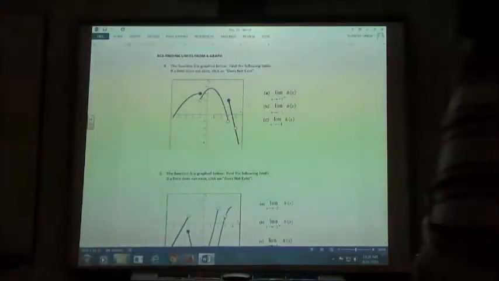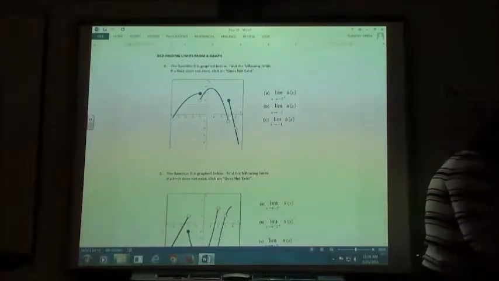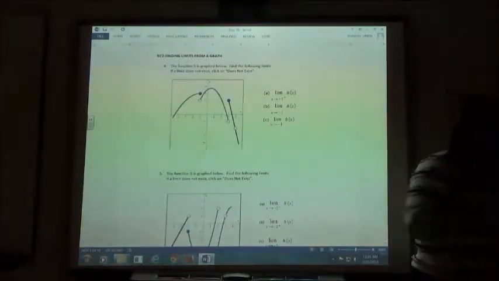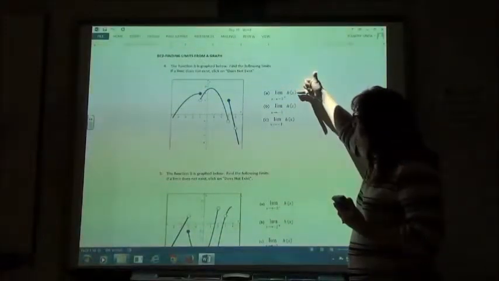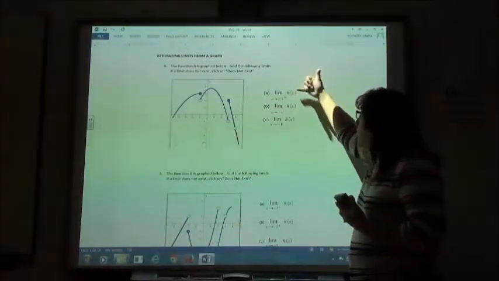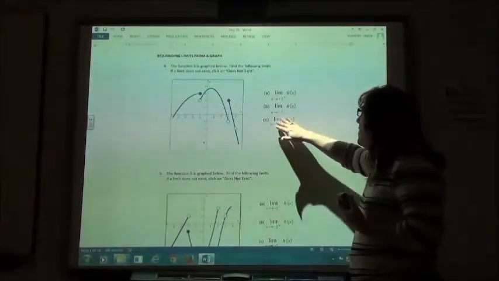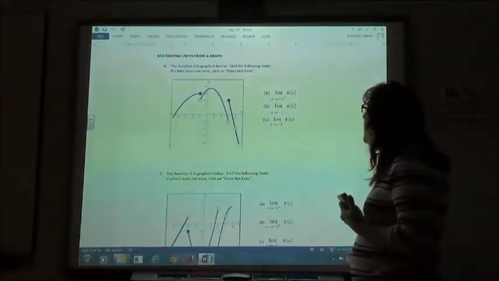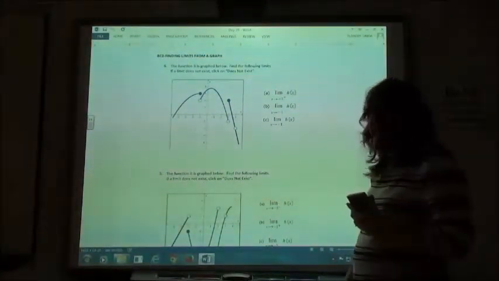4, 5, and 6, we're finding the limits from a graph. Basically we're going to look at the limit from each side as we approach the value we're looking for. If the limit as we approach from the positive side is the same as the limit as we approach from the negative side, then the limit is whatever that number is. If my values are 2 different numbers, then my limit does not exist.